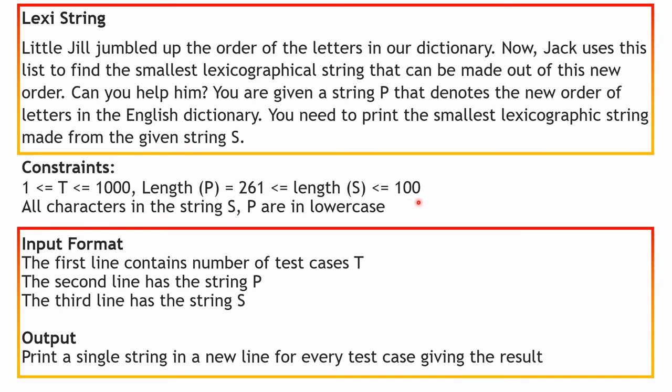So these are the constraints. First you will have to understand that the length of the dictionary is going to be 26, because we are going to take all the alphabets in English. And the string that you're going to check against the dictionary could be of length anything from 1 to 100. The input is the number of test cases, and the second line has P, the third line has the string S. And now you'll have to print the string in the right order.